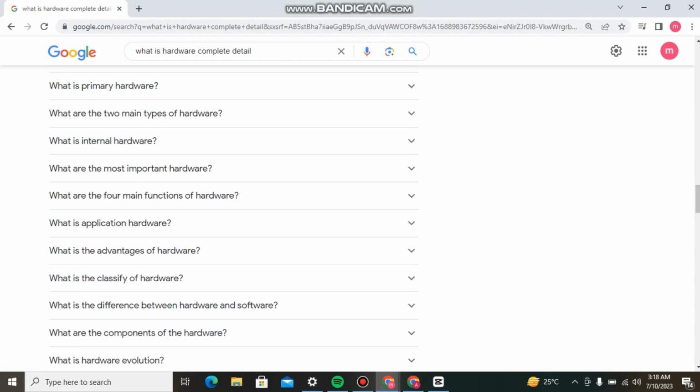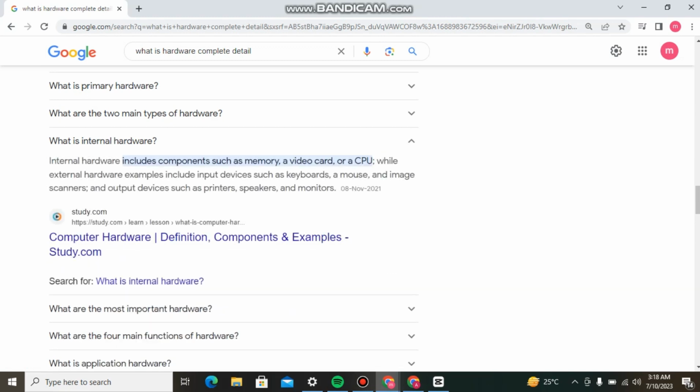Next, what is internal hardware? Internal hardware includes components such as memory, a video card, a CPU, while external hardware examples include input devices such as a keyboard, a mouse, an image scanner, and output devices such as printers, speakers, and monitors.